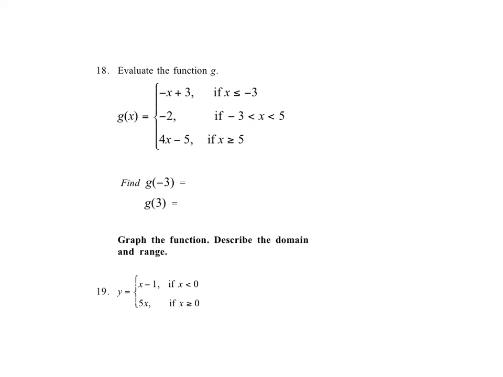So I like to color code this. Let's color code this red, blue, and green. So the question is, if my x value is negative 3, which of these does it fall into? Is negative 3 greater than or equal to 5? No, so I wouldn't use this equation. Is negative 3 less than negative 3? No, there's no equal to on this, so it doesn't qualify here. Is negative 3 less than or equal to 3?